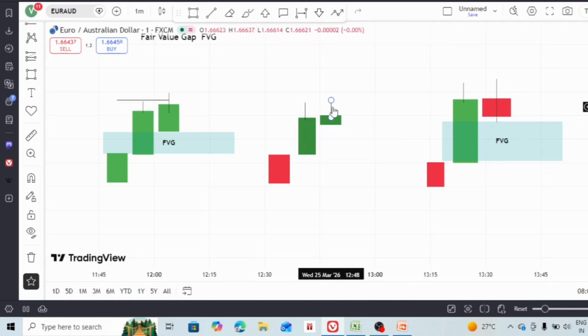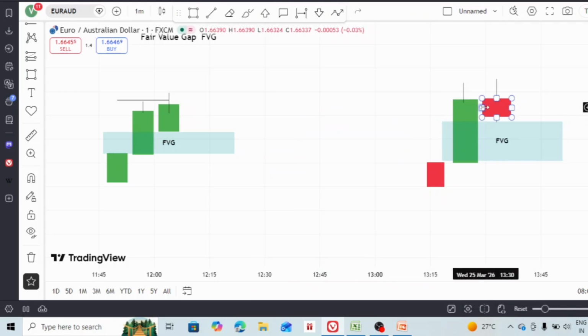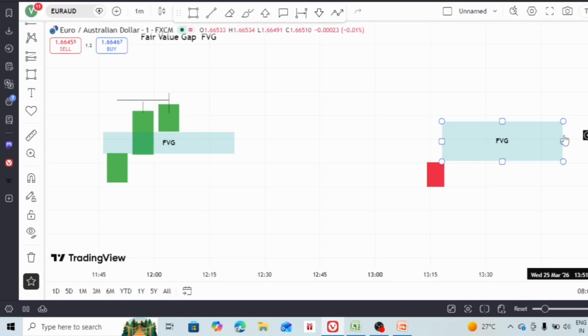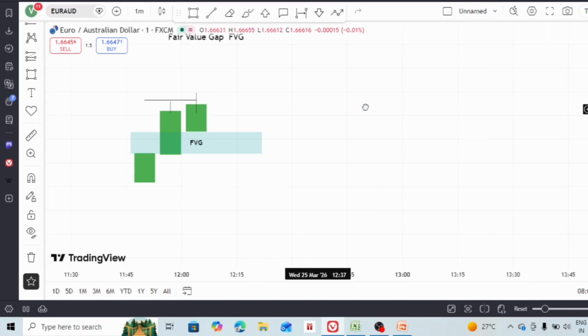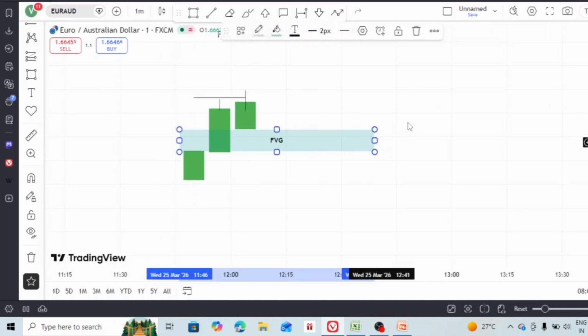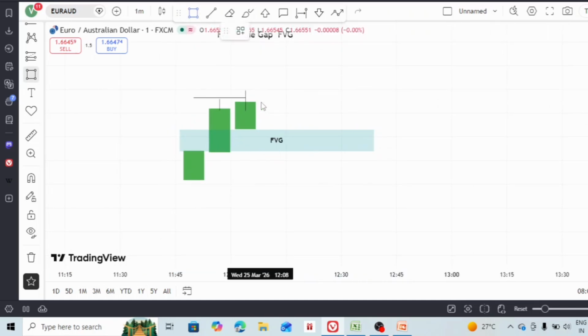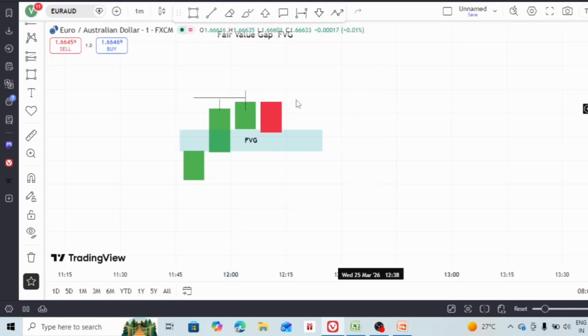So in order to take the trade with the fair value gap, the candle must return to the gap and then it should have mitigated and then give rejection, okay? So meaning this is the gap here, so the candle should come and mitigate this gap, okay? Now this gap has been mitigated by this red candle and it should have rejection.